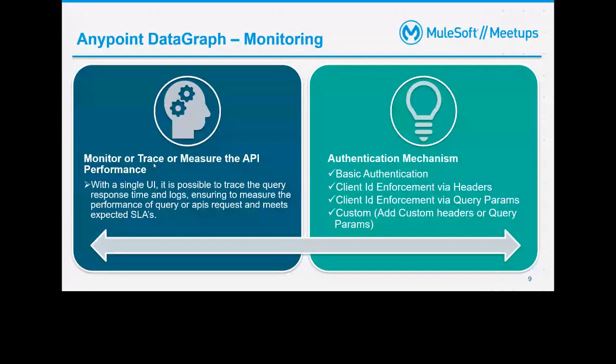It supports a few authentication mechanisms. My Anypoint Data Graph will call downstream APIs, so make sure your downstream API uses basic authentication, client ID enforcement via header, client ID enforcement via query parameter, or any custom header or query parameter. These are the only authentication mechanisms supported by Anypoint Data Graph. Apart from these, it doesn't support any other. We're going to see that also.